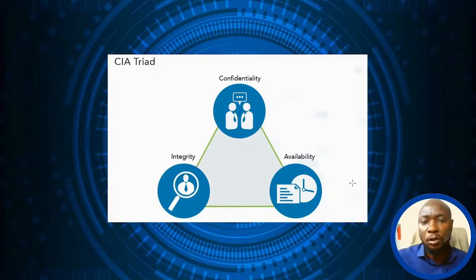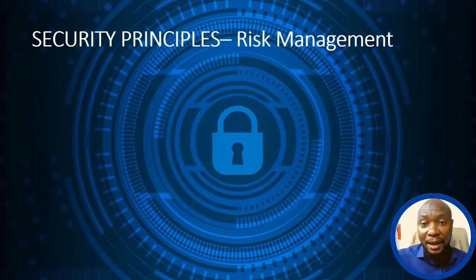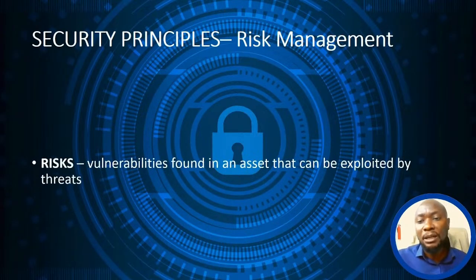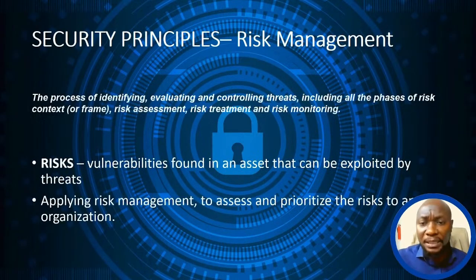This is a picture of confidentiality, integrity, and availability, which is a triangle called the CIA triad. Another topic treated under domain one, security principles, is risk management. Risk management is the process of identifying, evaluating, and controlling threats, including all the phases of risk context, risk assessment, risk treatment, and monitoring.